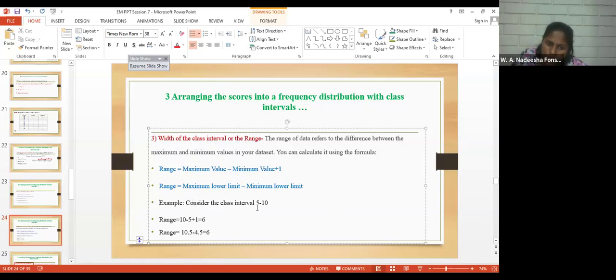For example, if the class interval is 5 to 10, the range equals 10 minus 5, that is 5, plus 1, 6. If you use limits, that is 10.5 minus 4.5, that is also 6. So the difference is 0.5 on each side. In these two methods you can calculate the range or width of the class interval.